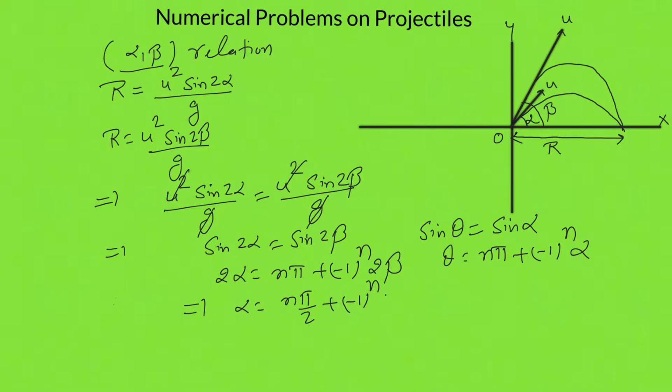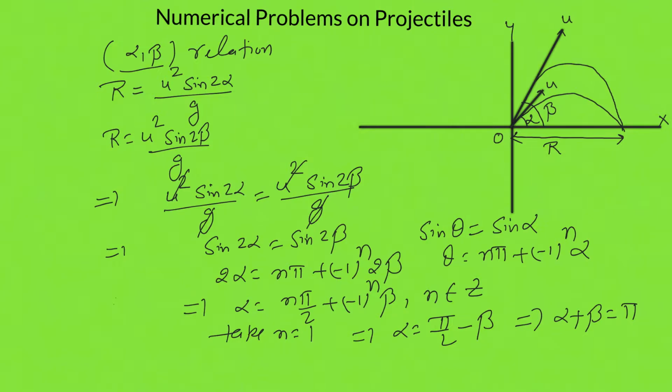Since n is an integer, take n equal to 1. This implies that alpha is equal to pi by 2 plus minus 1 raised to the power 1, which is minus 1, times beta. This implies that alpha plus beta is equal to pi by 2. So this is the relation between alpha and beta. You must keep in mind that this is the relation that produces the same horizontal range when projected with the same velocity of projection.